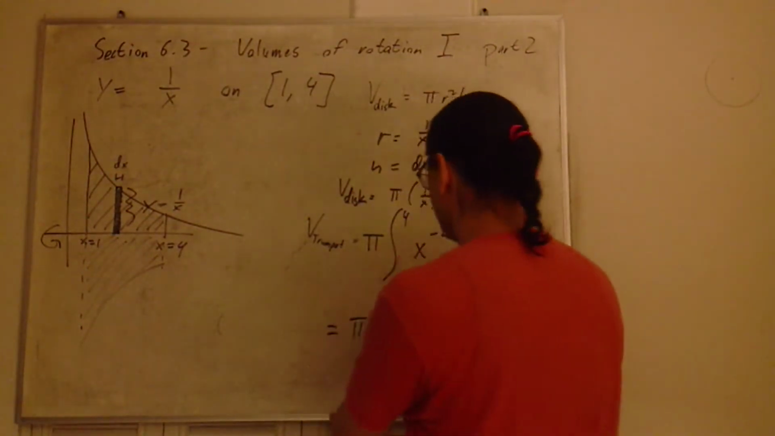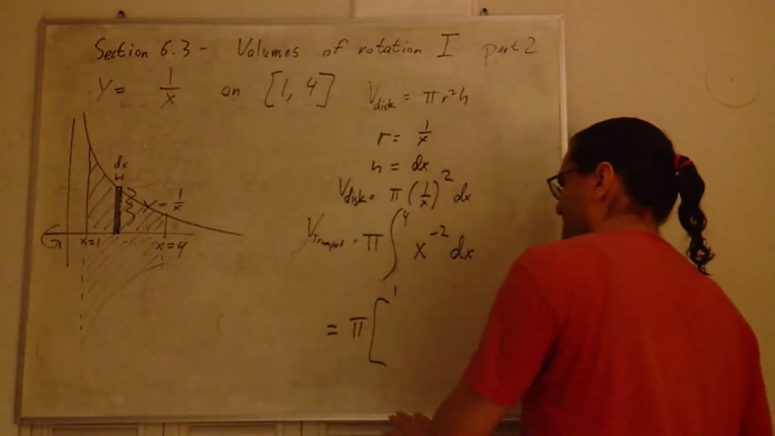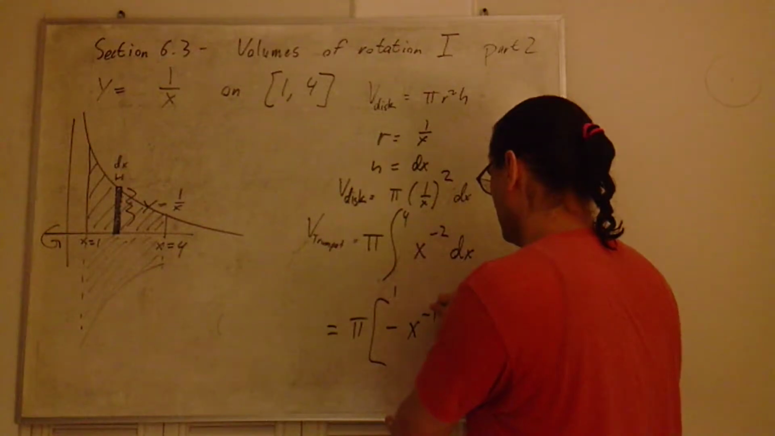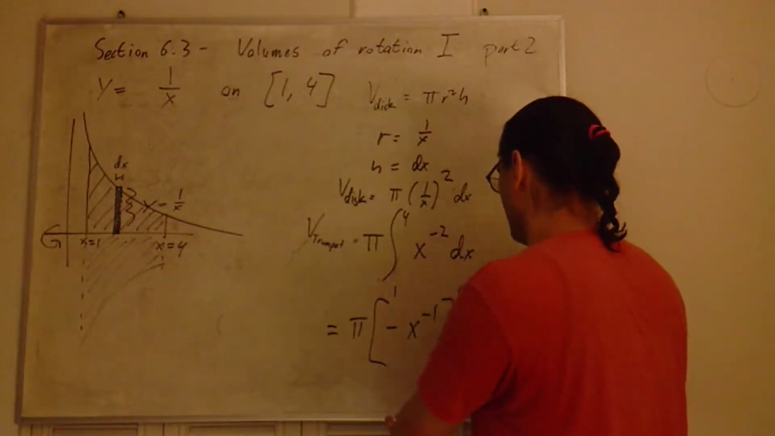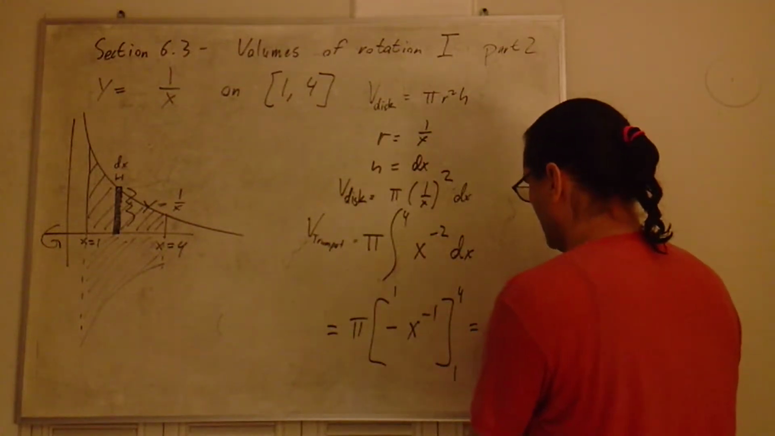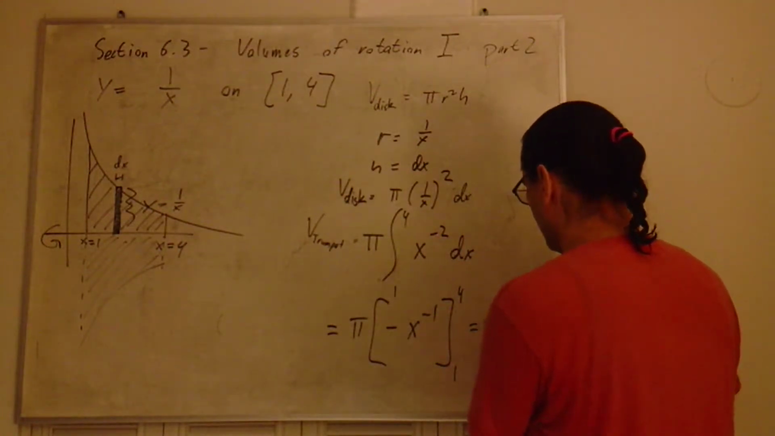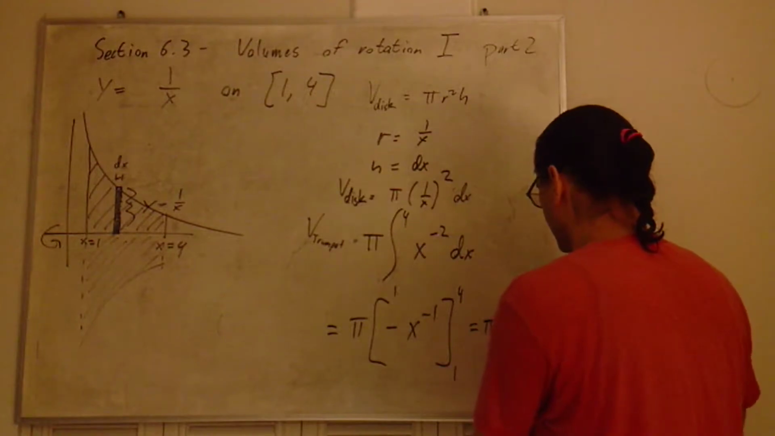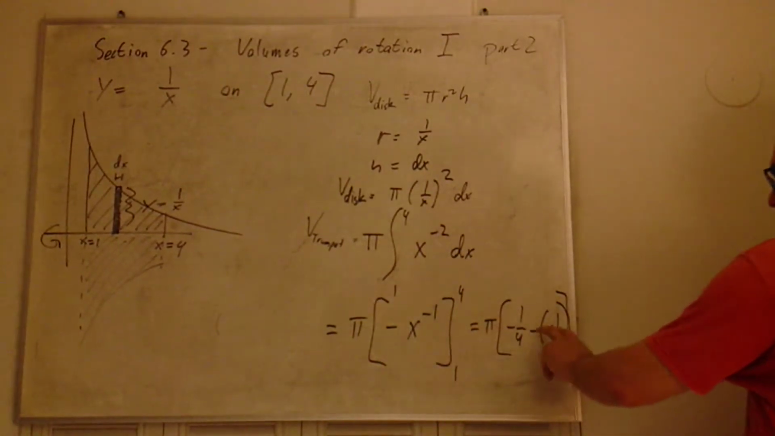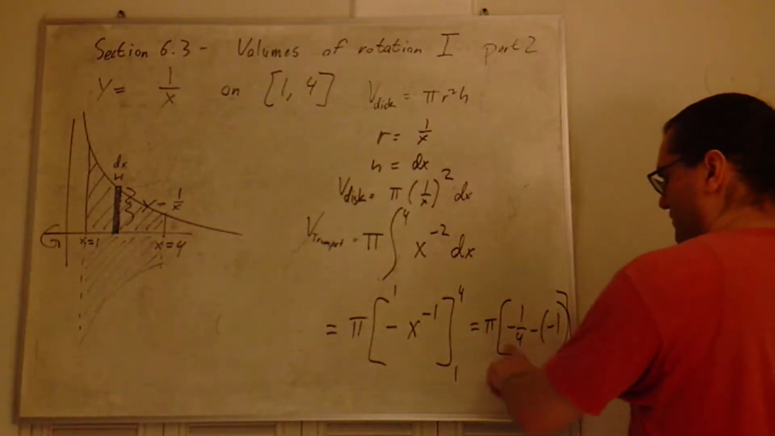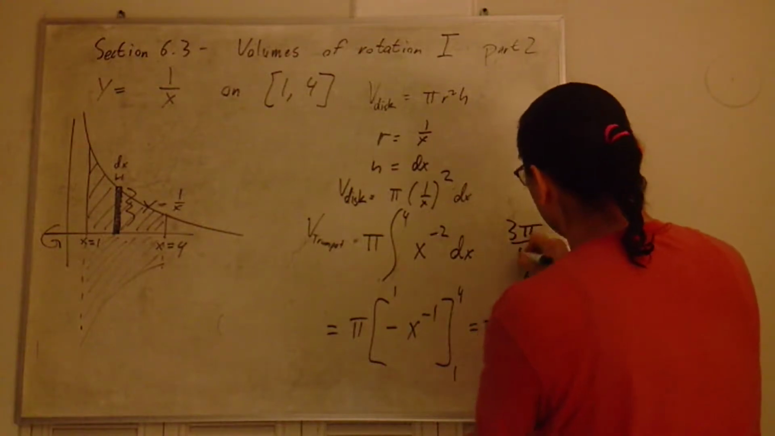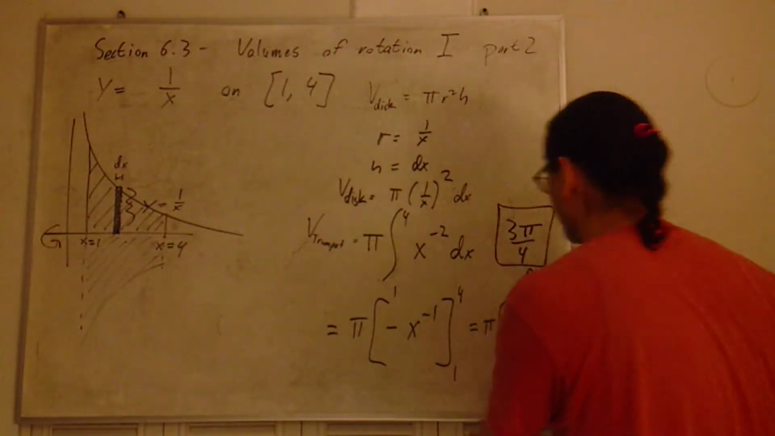Pi hangs out on the outside. The integral of x to the negative 2 is negative x to the negative 1. And we're going from 1 to 4, which is pi times negative 1/4 minus negative 1, which is positive 1, so 1 minus 1/4 is 3/4. So this volume is 3 pi over 4.